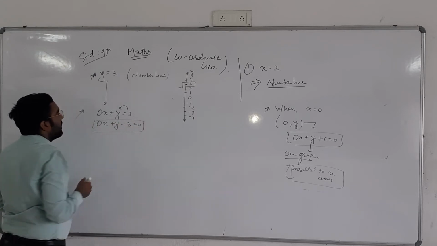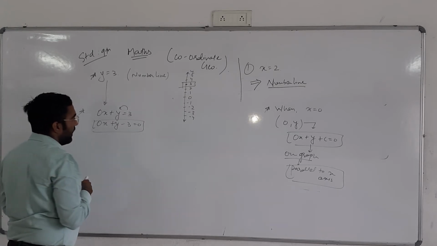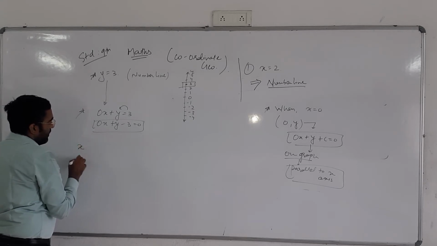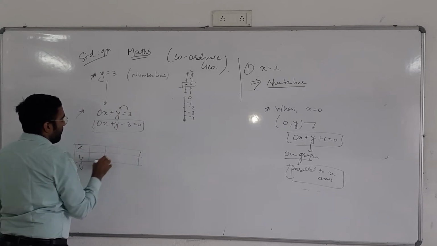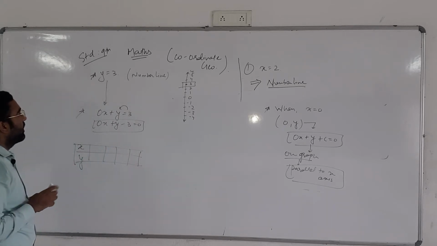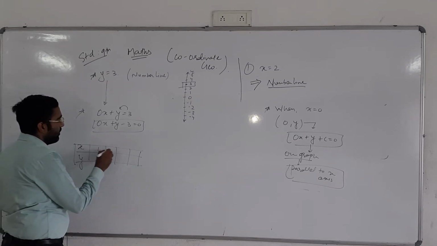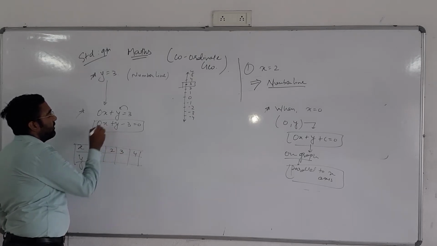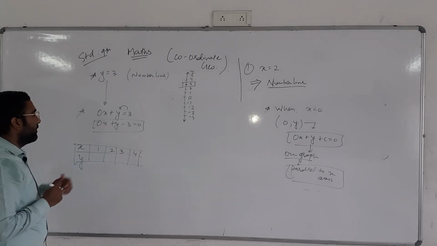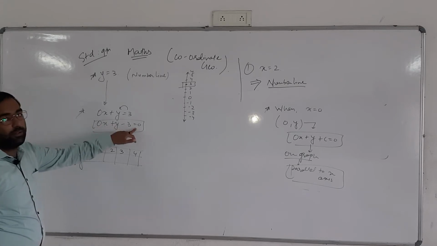So now take the values of x and y. So what you found? Now we take the values of x as 1, 2, 3, 4. So putting 1 as the value of x, 1 into 0 is 0. Therefore y equal to 3.